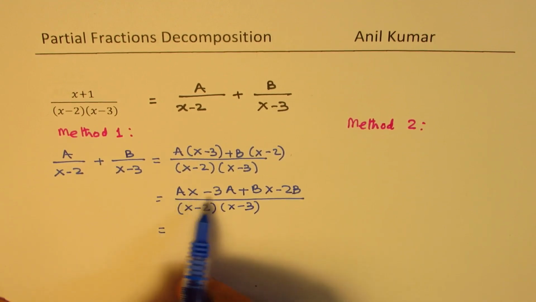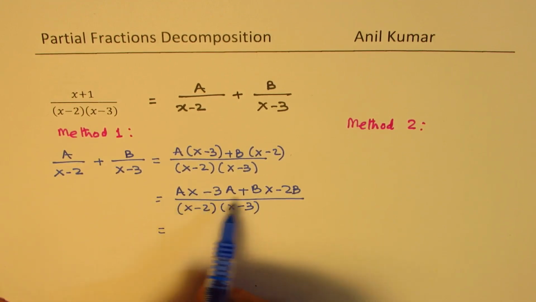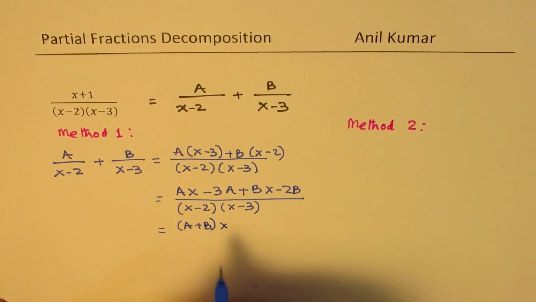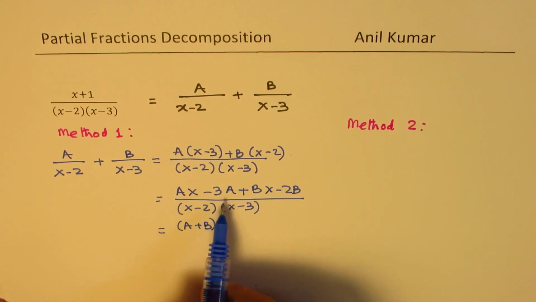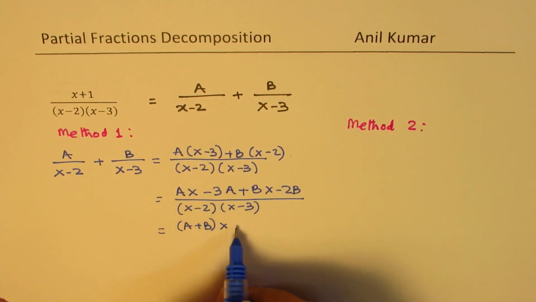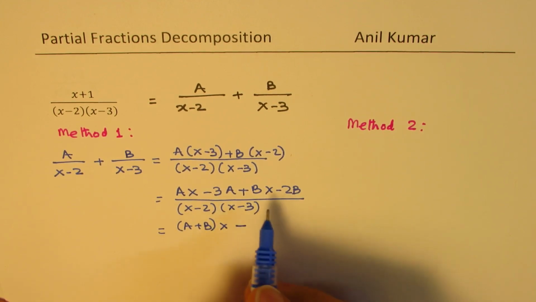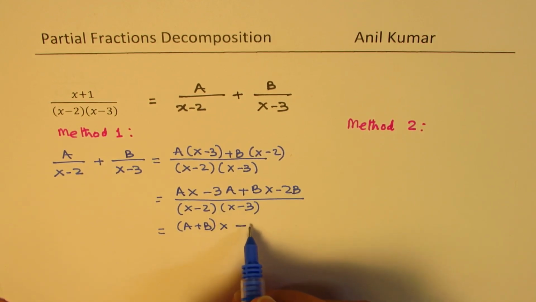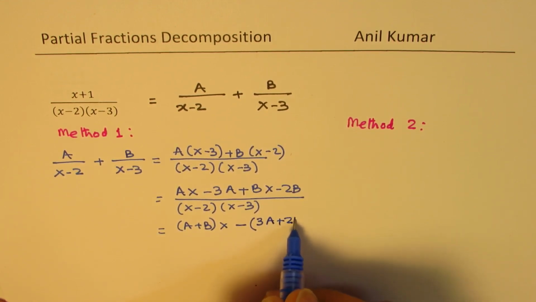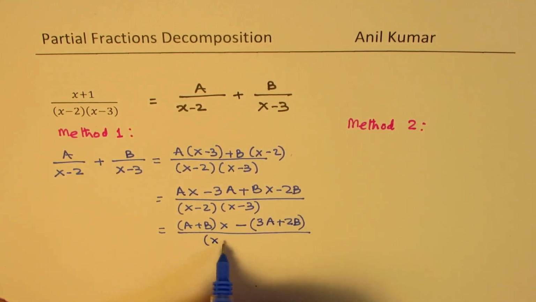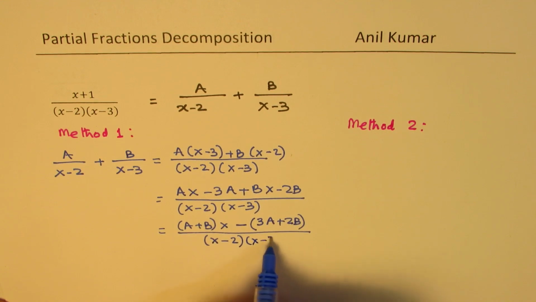So you can now see that the x values, when you factor, you get a plus b in this case. You could write this as a plus b times x. As far as the constants are concerned, in this case we have minus 3a and minus 2b. So we could write this as minus 3a plus 2b, right? I took minus outside. So we get this as x minus 2 times x minus 3.